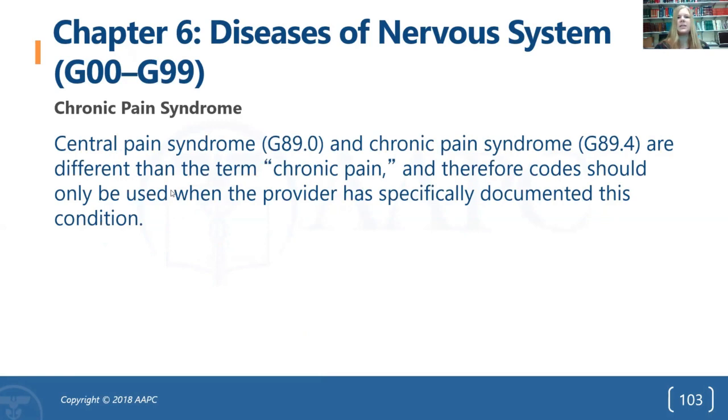In ICD-10-CM, central pain is coded to G89.4, and chronic pain syndrome is coded to G89.4. Chronic pain syndrome is not the same as chronic pain and should not be coded unless the physician documents syndrome. It very specifically has to say syndrome.